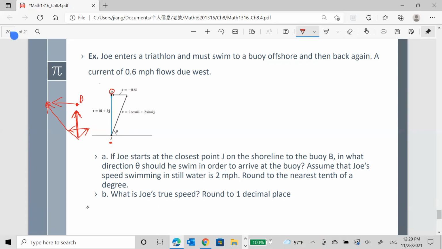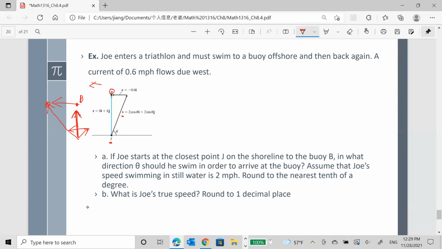So in this graph, V is the direction Joe is swimming, and C is the current as it flows due west. It's going in this direction. Let's see.